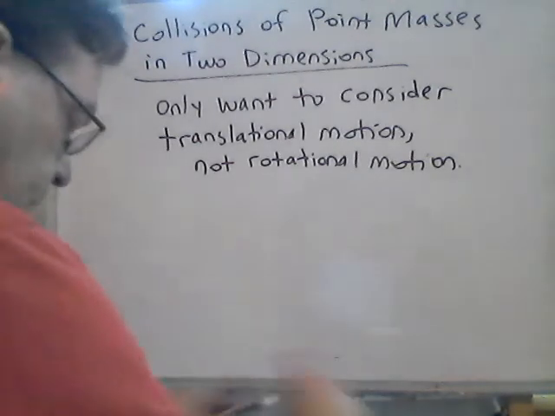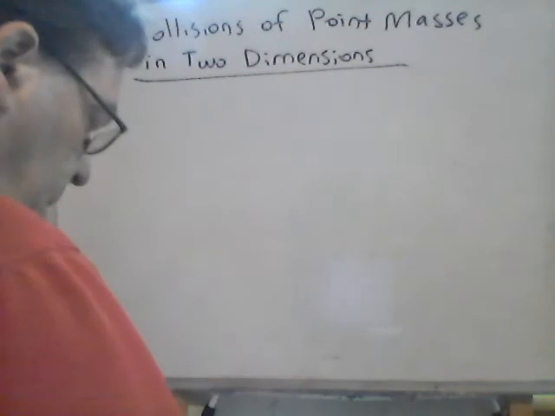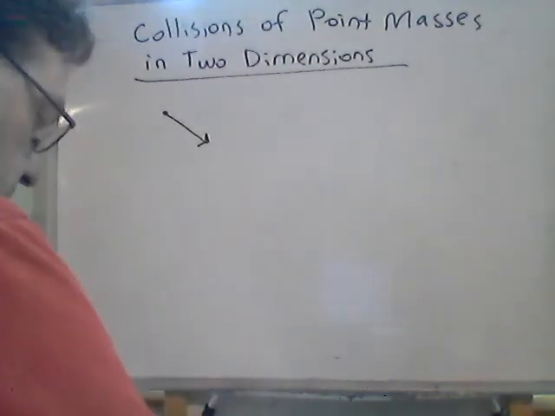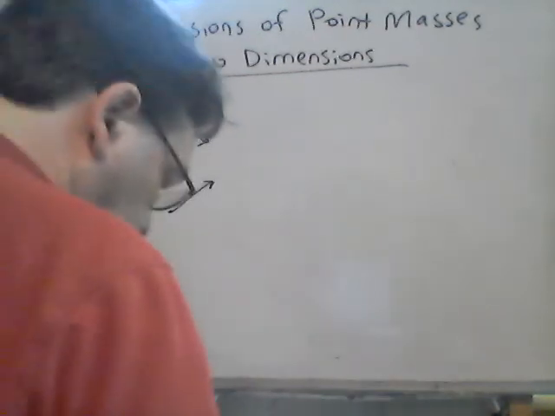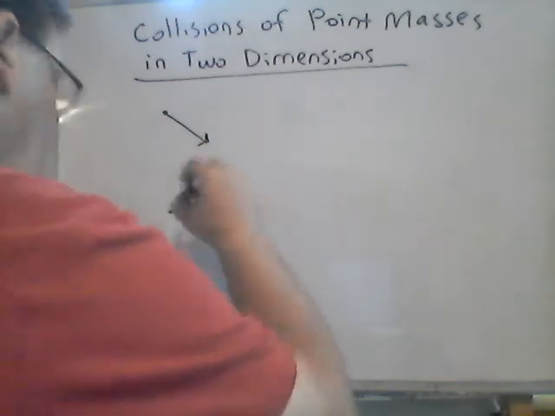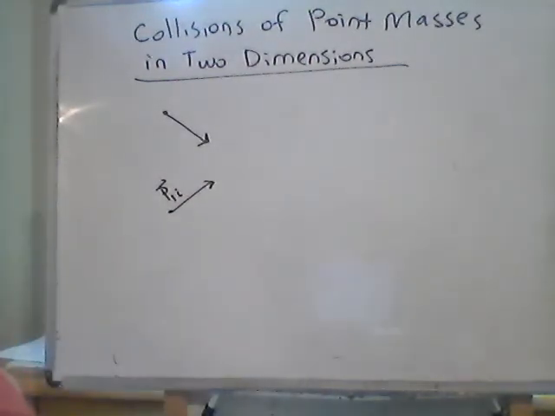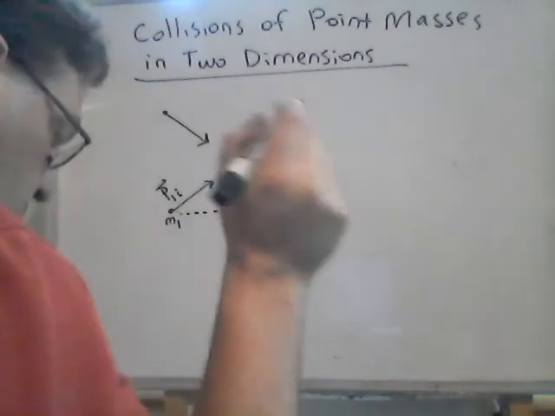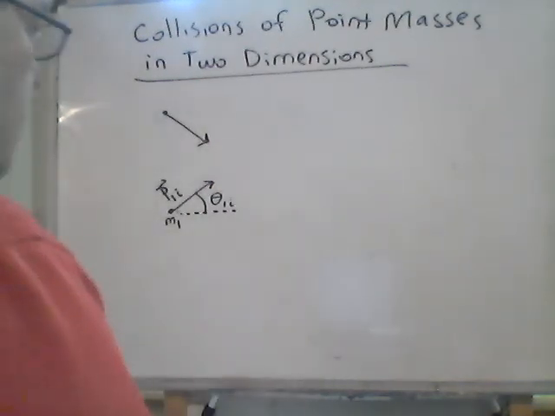Okay, so what is the picture that we want to look at in general? I'm going to warn you right now, the math is going to become more involved. Let's say I have a body over here with an initial vector this way, and I have another body that's coming in at some other initial velocity. I'll call this mass one. It's going to have a momentum P1i, with M1 here. If I imagine a horizontal, there's going to be an initial angle I would call theta 1i.